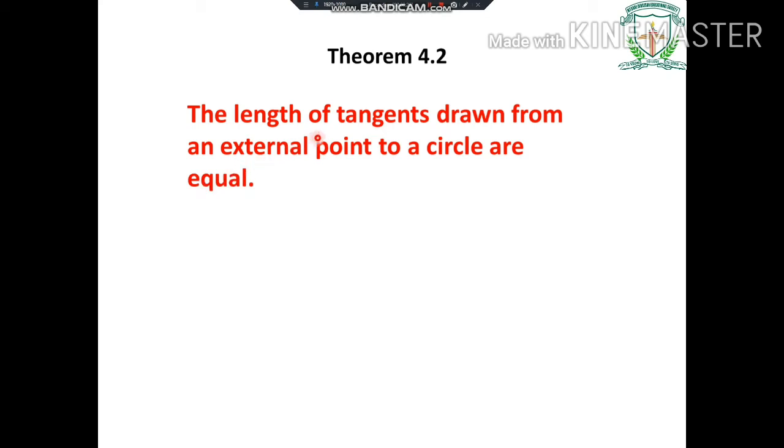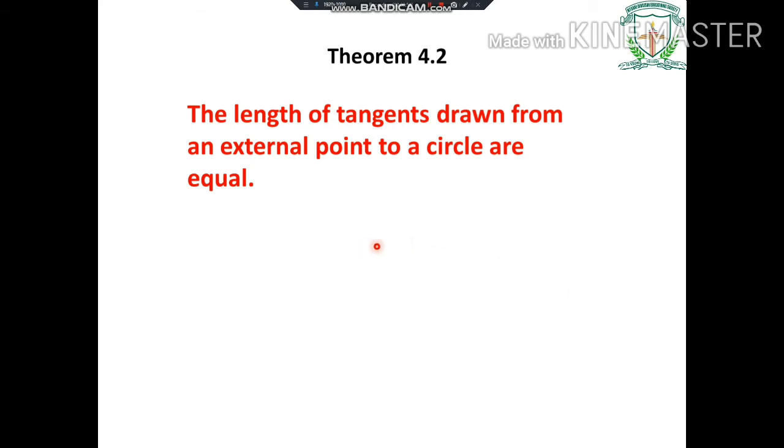Yes, children, what is the first step to prove a theorem? You need to draw a figure. So there is a circle and tangents. So draw a circle. Are you ready? Yes. Draw a circle. Then what you have to do? Draw two tangents from an external point. So draw a circle and from an external point try to draw two tangents to the circle.